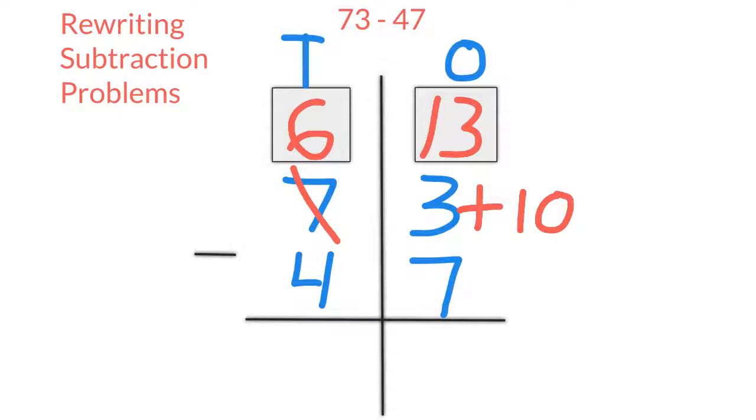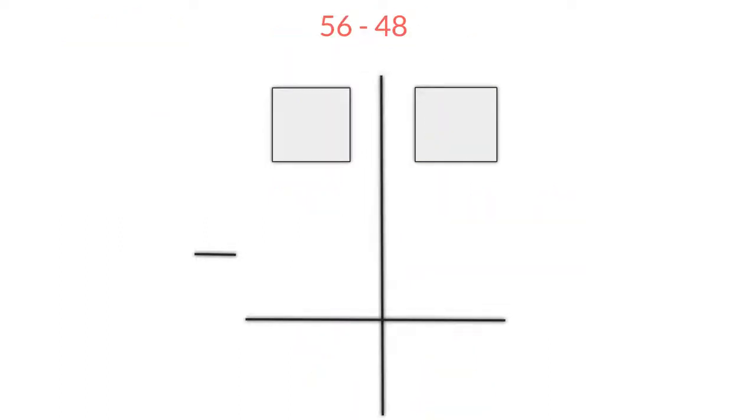Now we're ready to subtract. 13 minus 7 gives me 6. 6 minus 4 gives me 2, for an answer of 26. Okay, let's try one more.